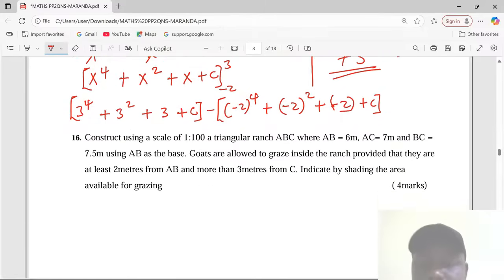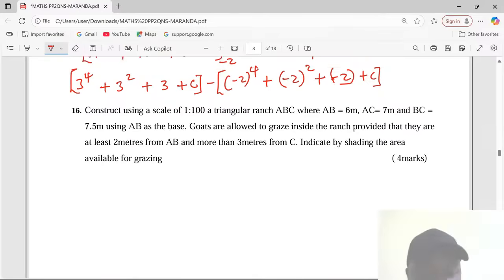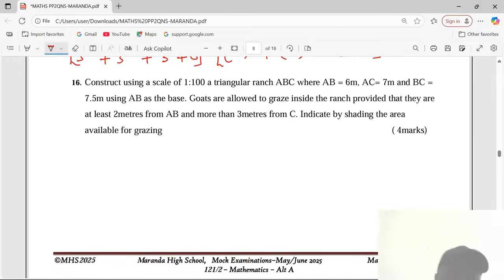We call them definite integrals, where the function has been given some limits. Look at number 16, our last question in section 1.